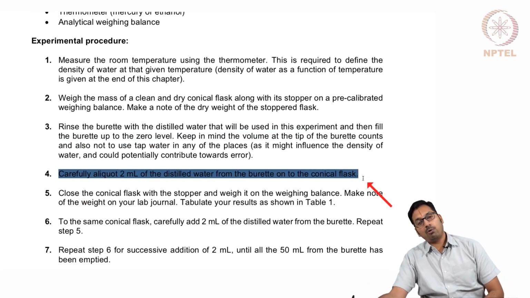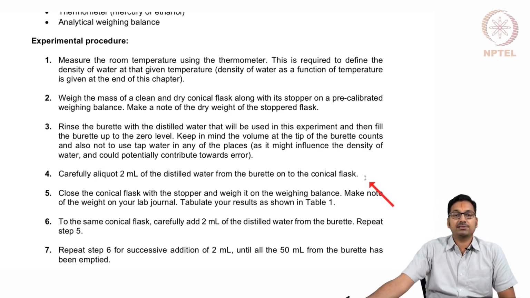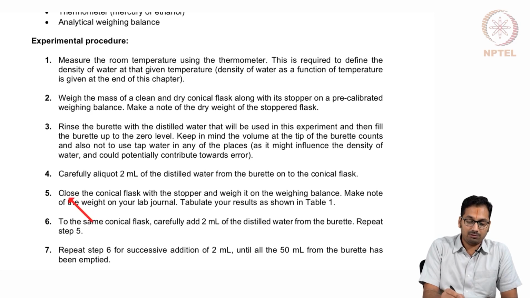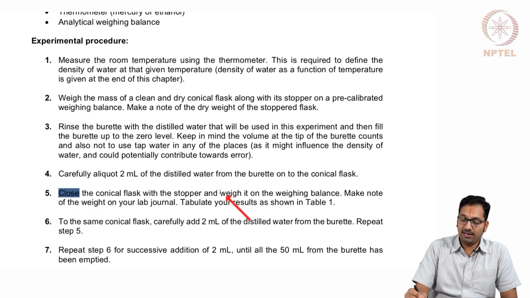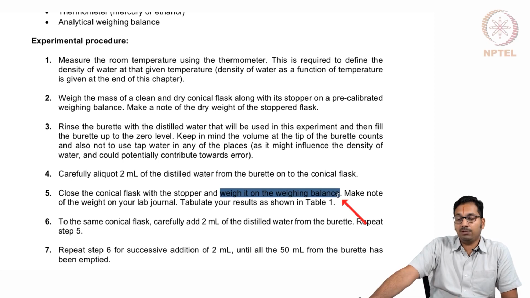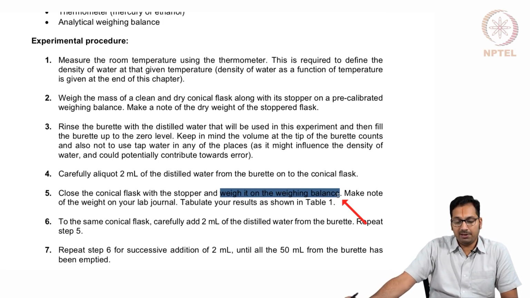You carefully aliquot 2 ml of the distilled water from the burette to the conical flask. After having done that, close the conical flask and then weigh it again on the weighing balance. Since you have weighed the empty conical flask and now you are weighing it with 2 ml addition, you will be able to understand how much mass of water you have added. Using the density, you will be able to convert the mass into volume and determine how much volume you expected to add and how much volume you ended up adding, therefore helping you calibrate the burette.